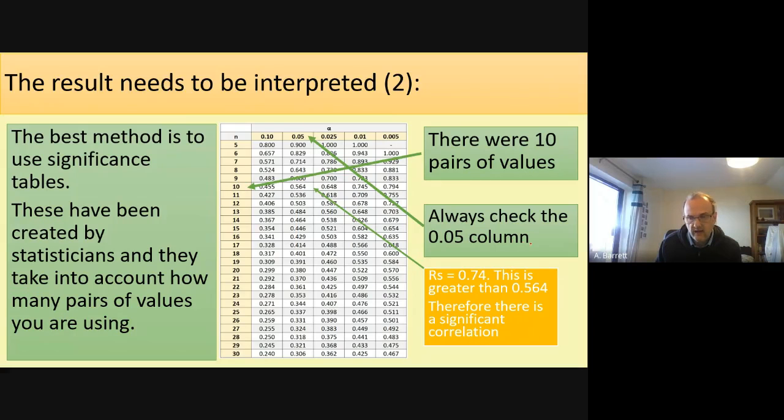You always check in geography the 0.05 column, because, like I say, this is the standard column. If you can get your result from here, we would say that there is a significant correlation. Okay, 0.74 or 0.76, you say this is greater than this figure here, which is 0.564. Therefore, there is a significant correlation. Okay. The one we did the other day, if you remember, it was higher than this, but it wasn't 0.4. So there was not a significant correlation.